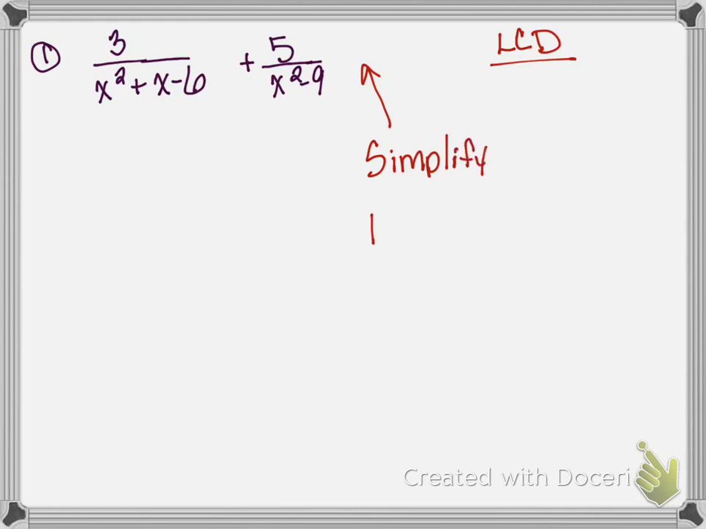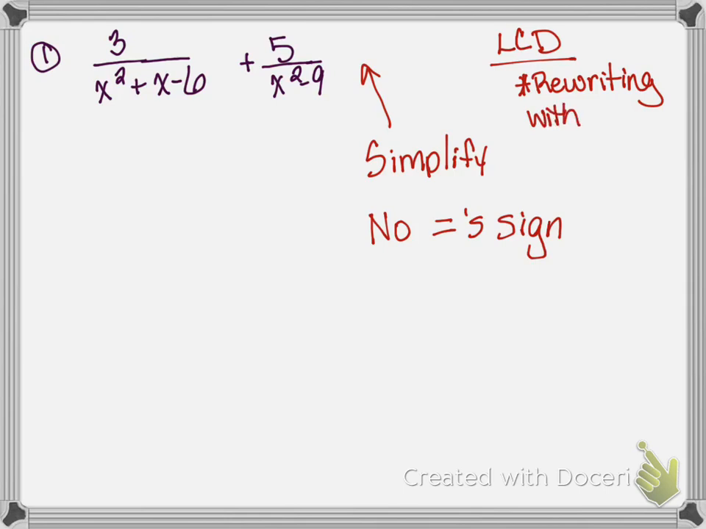And there is no equal sign. Okay, so when you are simplifying and there is no equal sign, you are rewriting with the same denominator. Okay, that's your goal. That's what we're doing when we are simplifying. The directions will say simplify, and there is no equal sign. So we are rewriting with the same denominator. That is what we're doing right here.